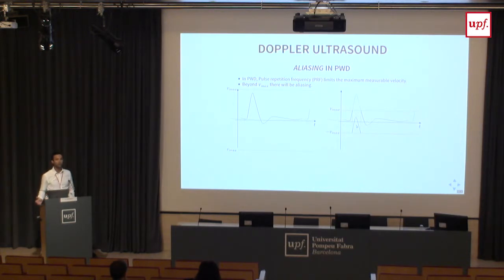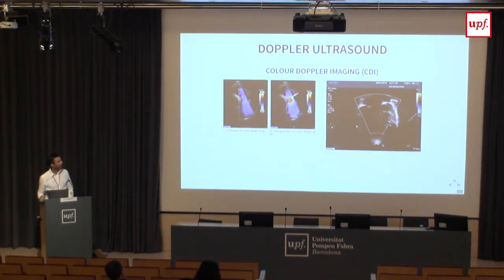But the good thing is that we can locate in space, like I said before, where the velocity came from. And because we can locate in space where the velocity came from, we can actually draw a map of velocities. This is called color Doppler imaging, which looks like this. It is basically pulse wave Doppler at all points of the space within this color box. We then give a color to the velocity that we measure: blue if it's going away from the transducer, or red if it's going towards the transducer.